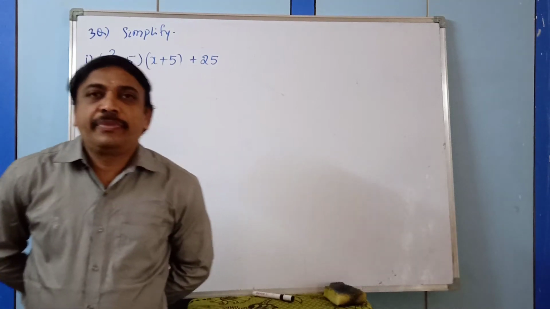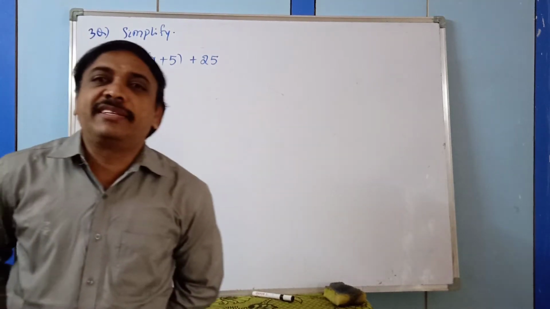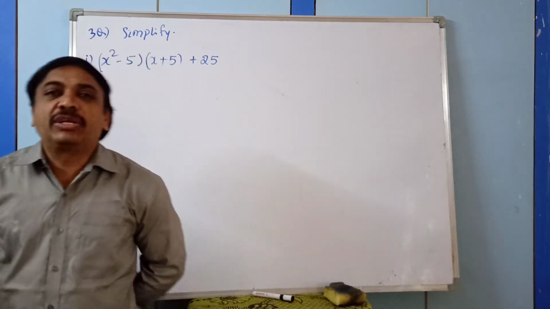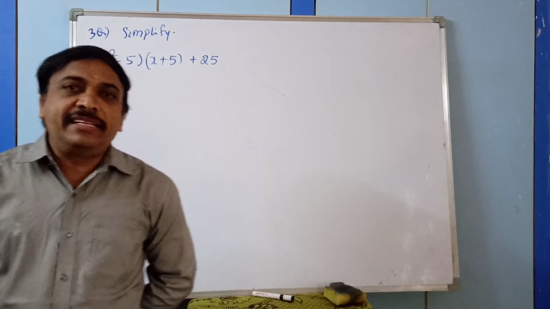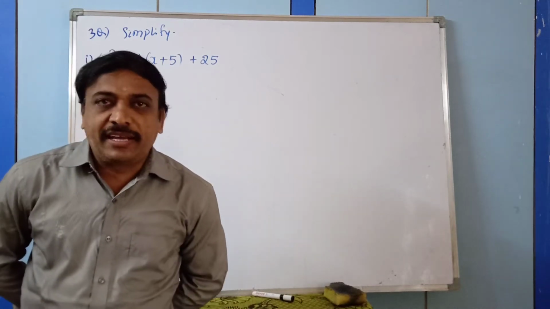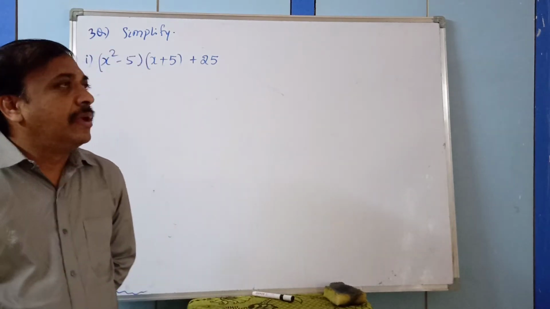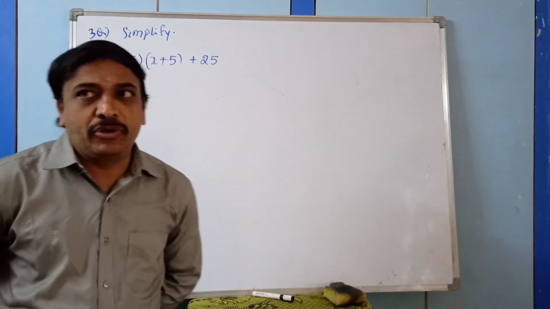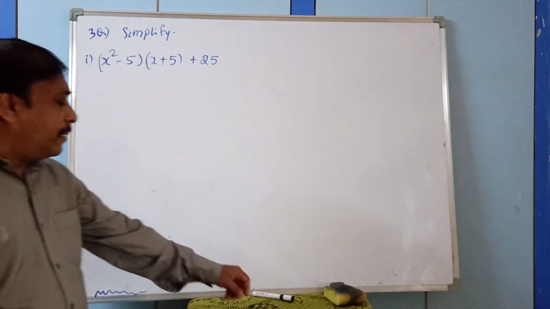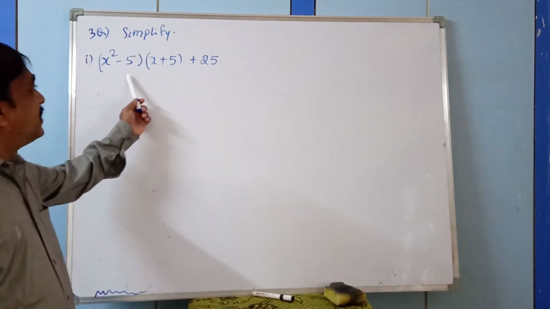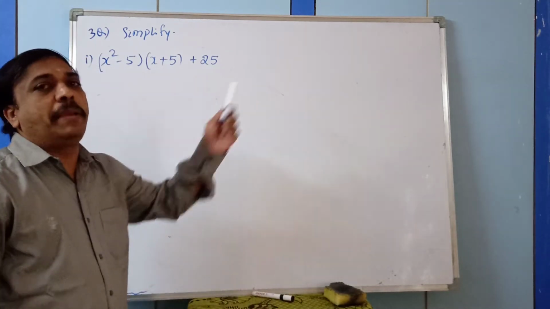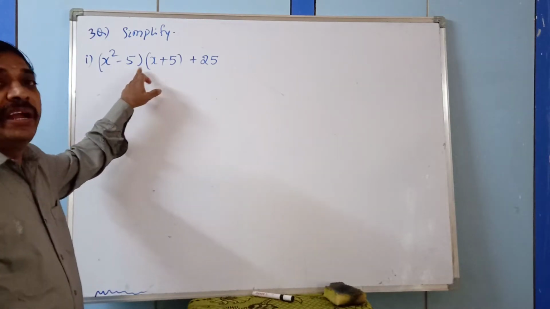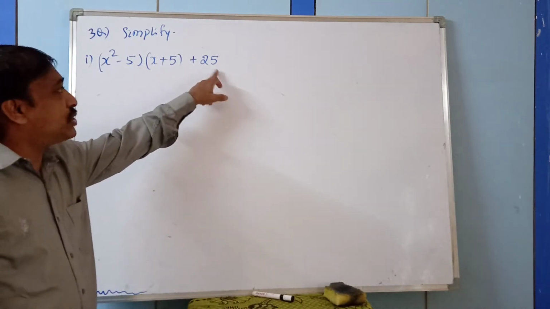Hi students, I hope you understood what we discussed in the previous session, that is the product of binomial to binomial. Still in that same exercise, we have some questions. Question number 3, simplify (x² − 5)(x + 5) + 25. See here, (x² − 5) into (x + 5) plus 25.